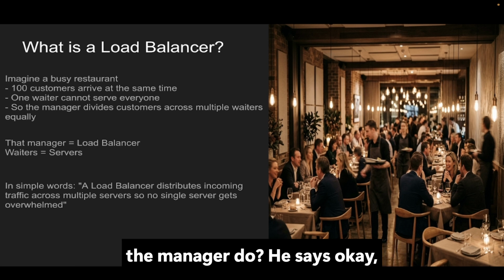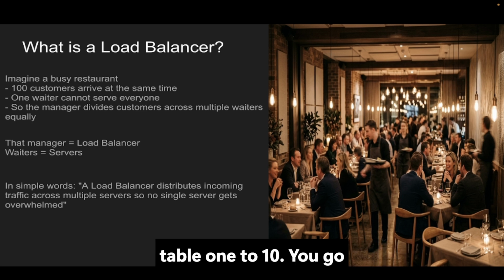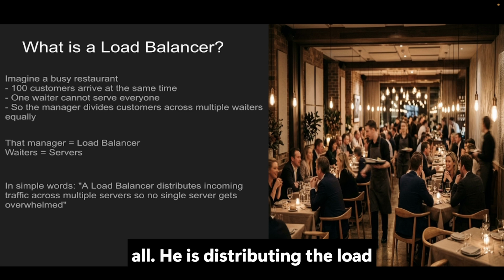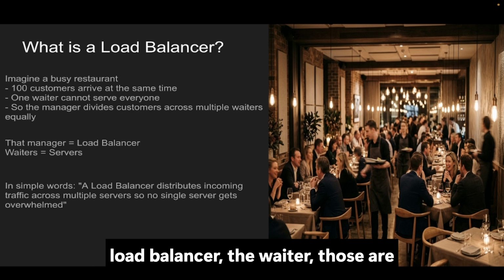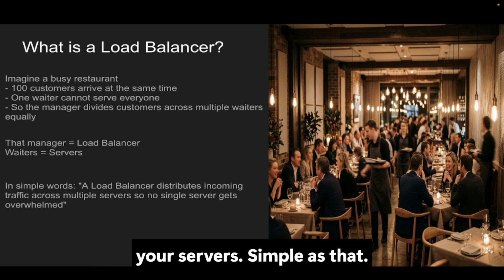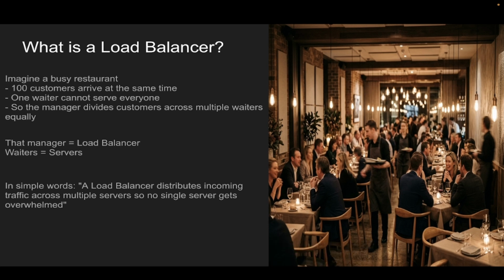He says, okay, table 1 to 10, you go to waiter A. Then table 11 to 20, waiter B, and so on. He is distributing the load equally. That manager is your load balancer, the waiters, those are your servers. Simple as that.